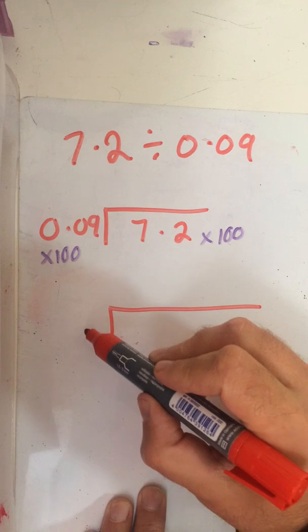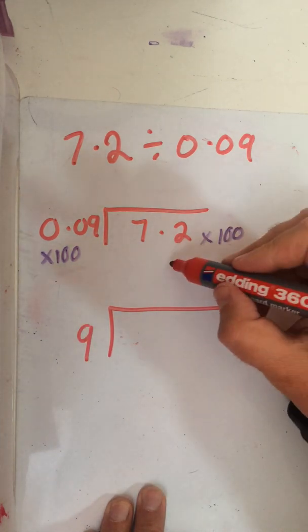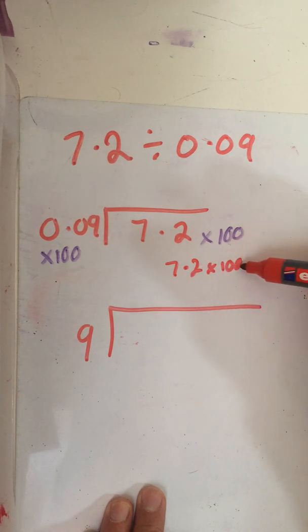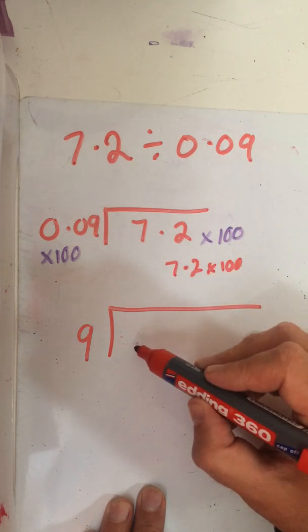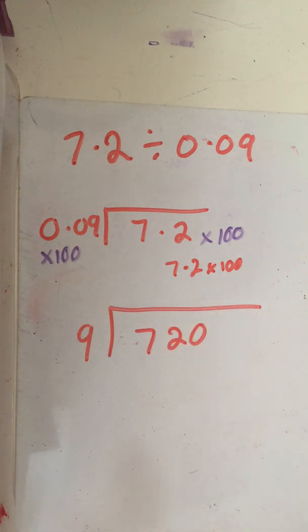I've times that by 100, which will give me 7.2 times 100. Because of each 0, I move the decimal place one more place to the left. So I move it 1, 2 places, so it becomes 720. Okay, and then just use my normal method.